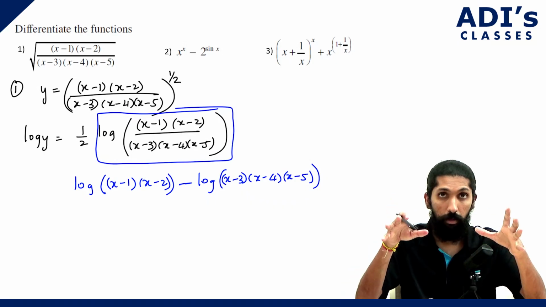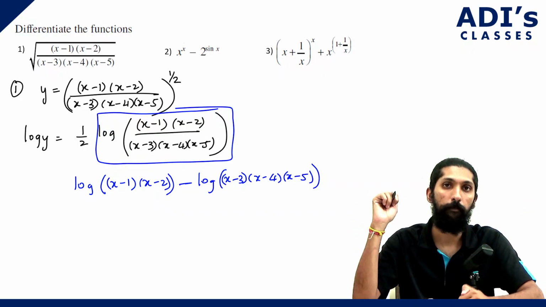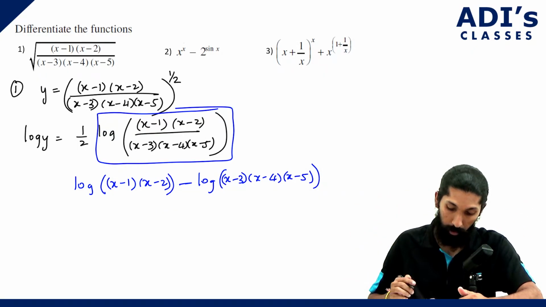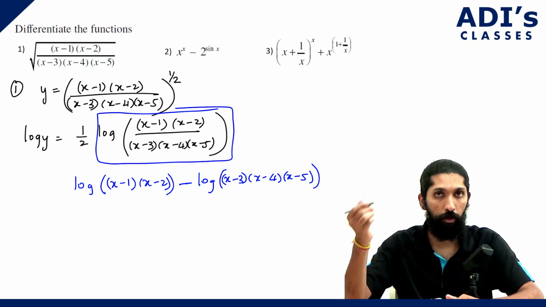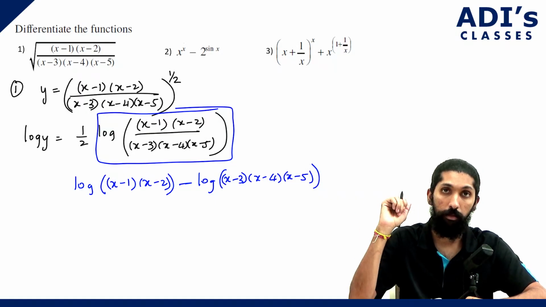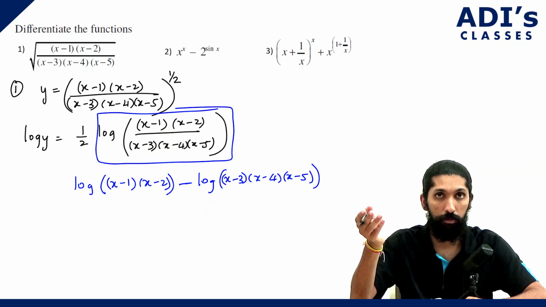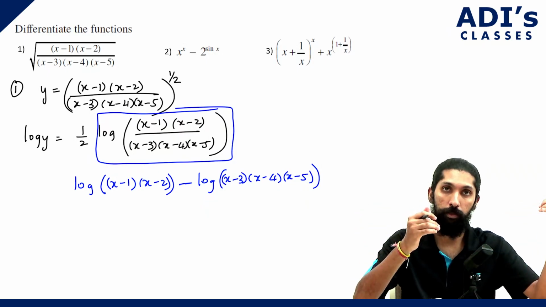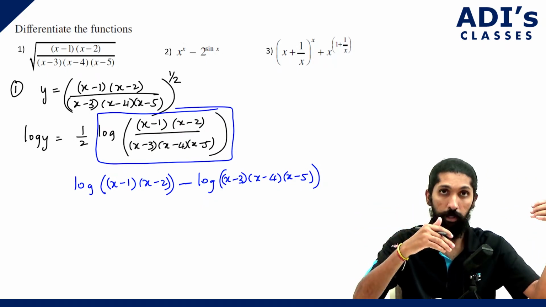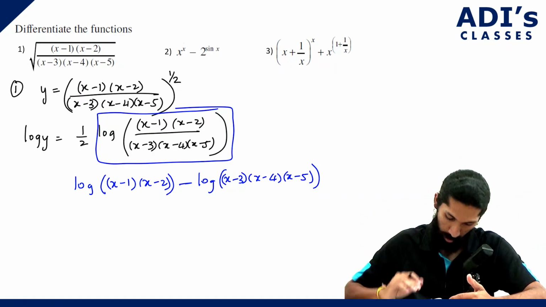Because log of a by b is what? Log a minus log b, isn't it? So again we can apply the law of logarithm. Log ab is log a plus log b. So in this case, log of (x minus 1) into (x minus 2) becomes log of (x minus 1) plus log of (x minus 2), right?